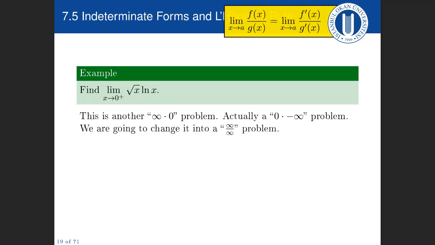Next example, find the limit as x tends to 0 from the right of square root of x ln x. This is another infinity multiplied by 0 problem. Well, actually, I should be more precise. This is a 0 multiplied by minus infinity problem, but the idea is the same. This time, we're going to change it into an infinity divided by infinity problem.